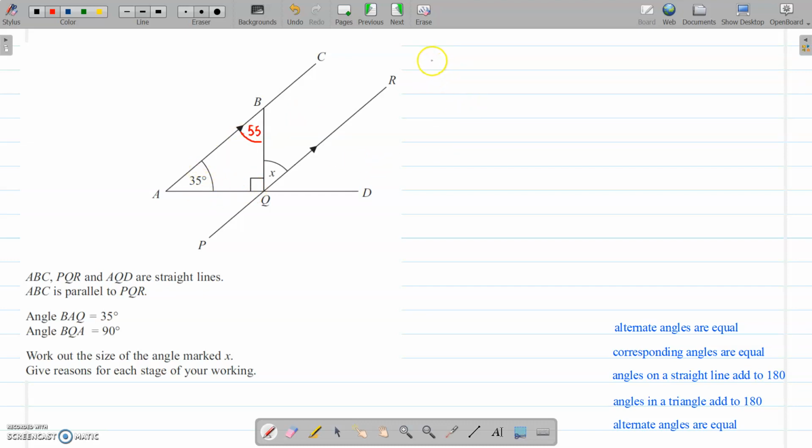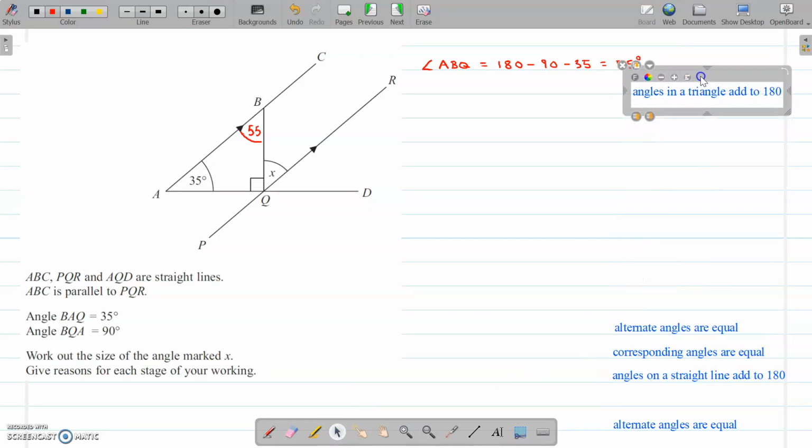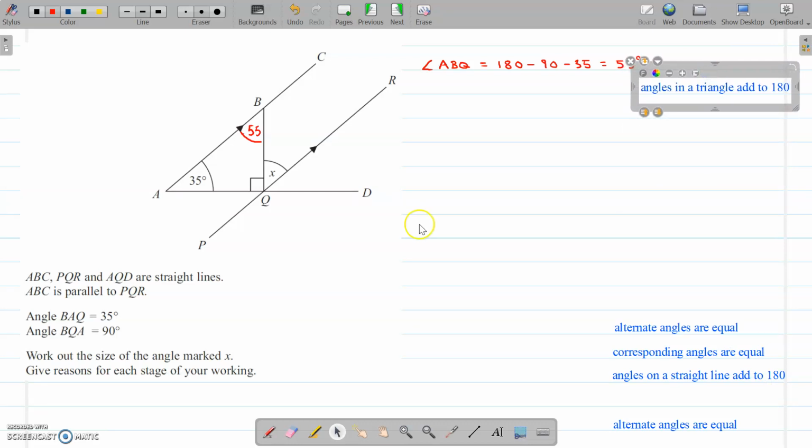So I need to write down what I've done, that angle ABQ is equal to 180, take away the right angle, okay, and take away the 35, and that gives me 55, okay, 55 degrees. And the reason for that is that angles in a triangle add up to 180. Okay, that's the first part done.